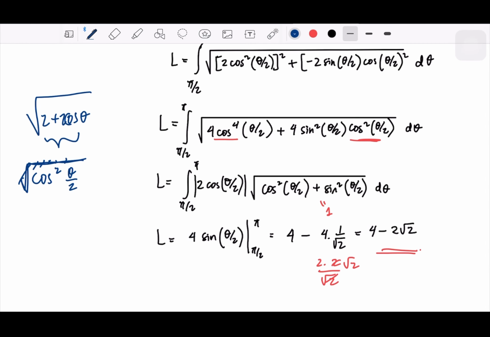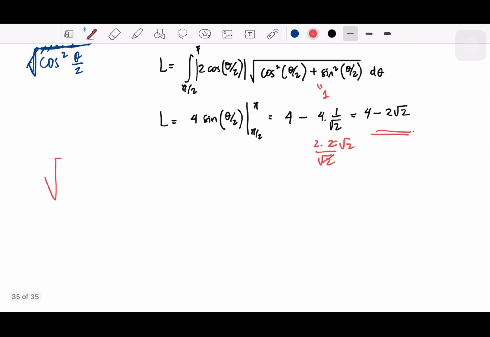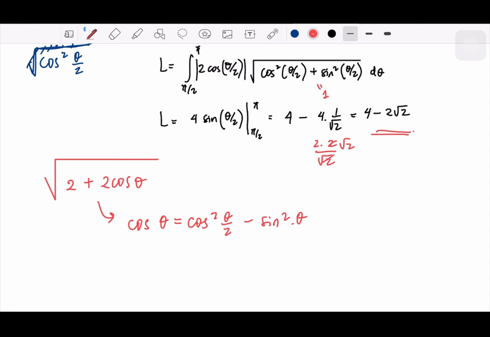Okay, so some important tips for you. If you have a square root, and inside is maybe 2 plus 2 cos theta, like this one, you can think to use the half angle formula. Always remember this. This is your help. Either cos or sine, depending on the situation. You can always go back to the half angle, and then by using the square from the half angle, you can remove the square root, right? Okay, some tips.